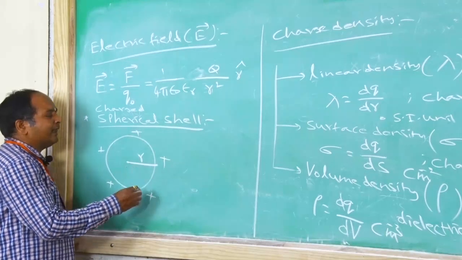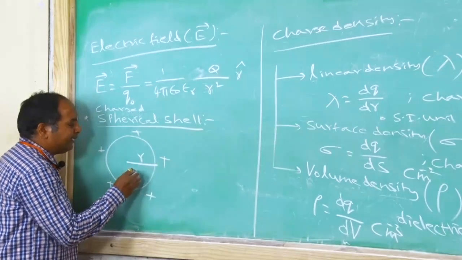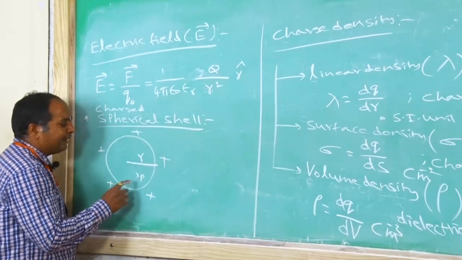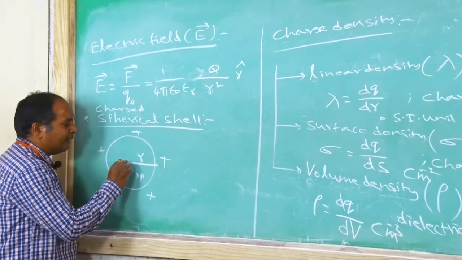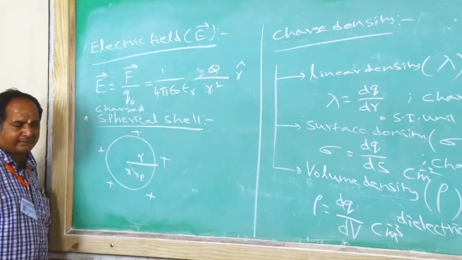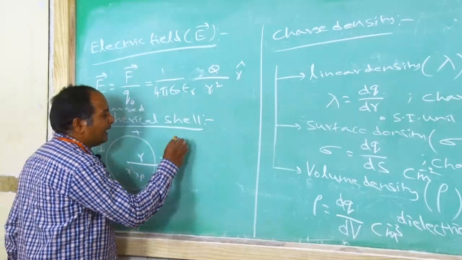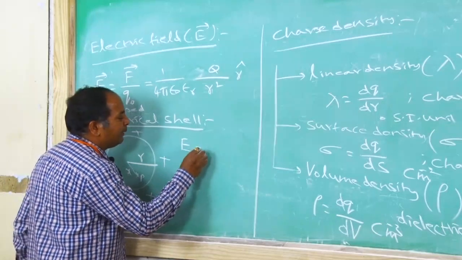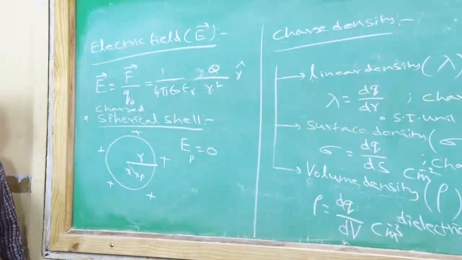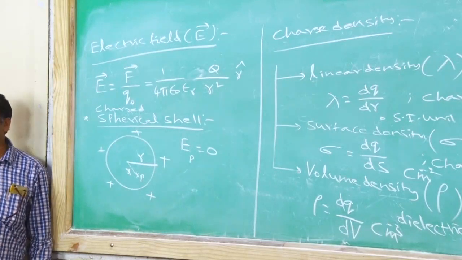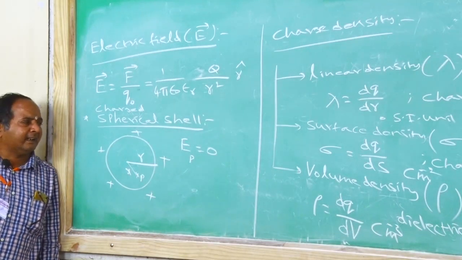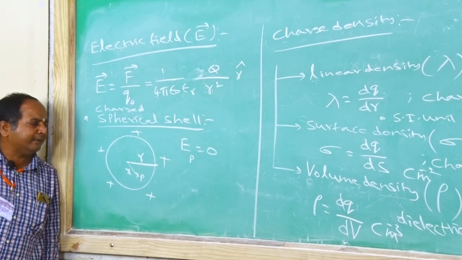Suppose you choose a point P inside the shell at a distance x, then the electric field at point P becomes 0. That means inside the shell there is no electric field.